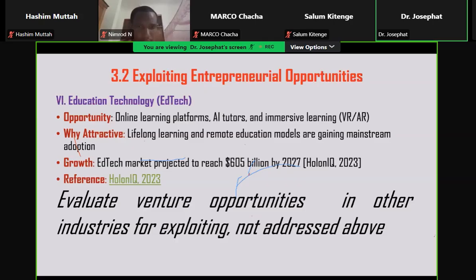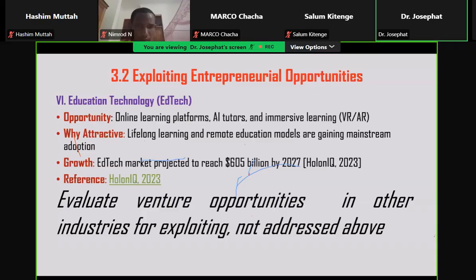And the lastly, tunaweza kuangalia kwenye education technology, EdTech. Opportunity iliyopo ni online learning platform, AI tutors and immersive learnings. Na tukiangalia online learning platforms like what Institute of Accounting Arusha is doing. So you guys now, you are learnings through online platforms. Mkisoma masters yenu sio lazima uwe physically na whatever. So hiyo ni fursa ambayo tunaweza kuiona kwamba duniani ipo na inakuja kwa kasi sana. And why this is an opportunity? Tunasema kwamba online learning platforms, AI tutor and immersive learnings, why is it attractive?